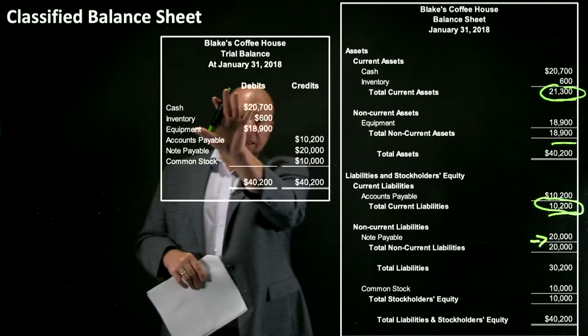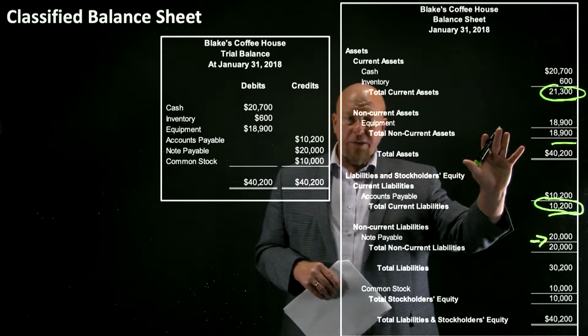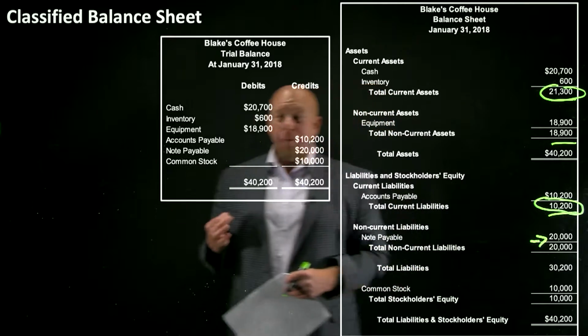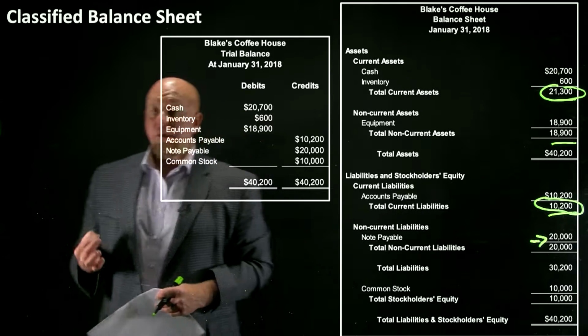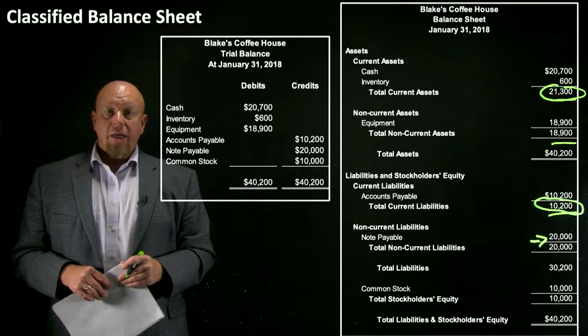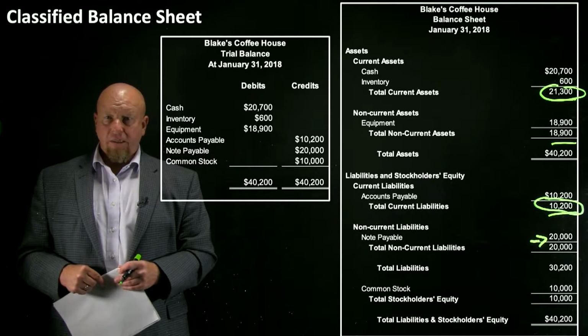We've taken this trial balance and we've used it to create this balance sheet. Now what we're going to do is we're going to talk a little bit about what an operating cycle is, because that's so critical for making the distinction between current and non-current. And then we'll move into some analysis of the balance sheet.